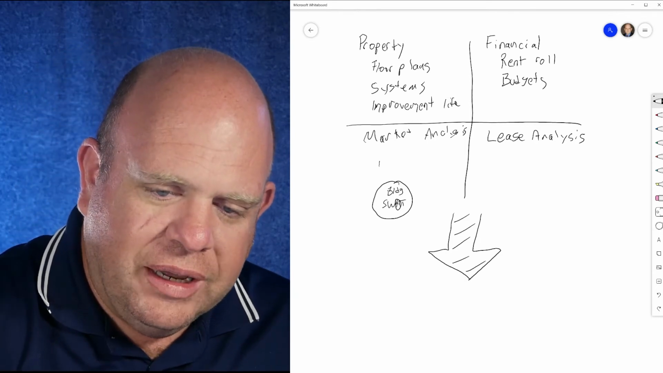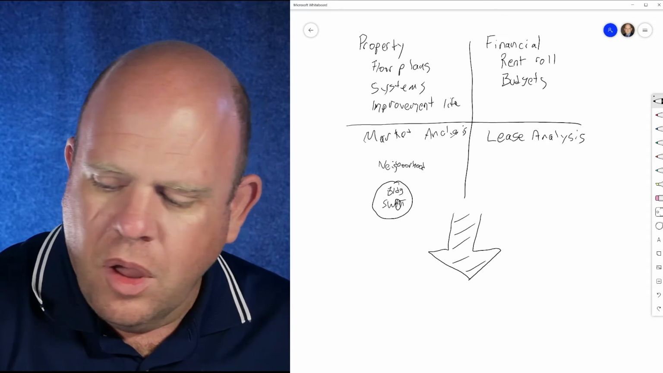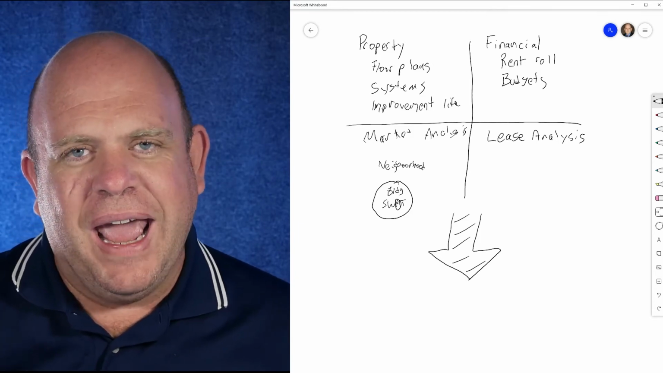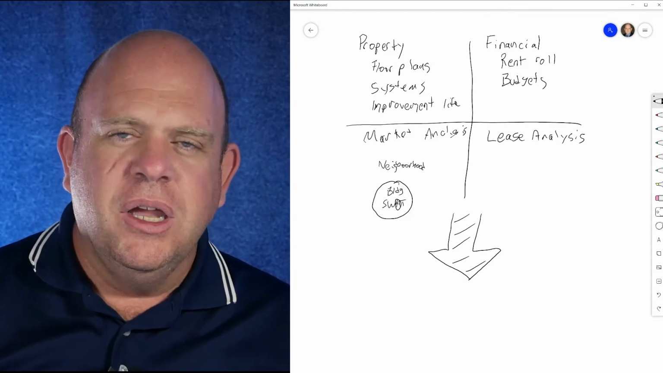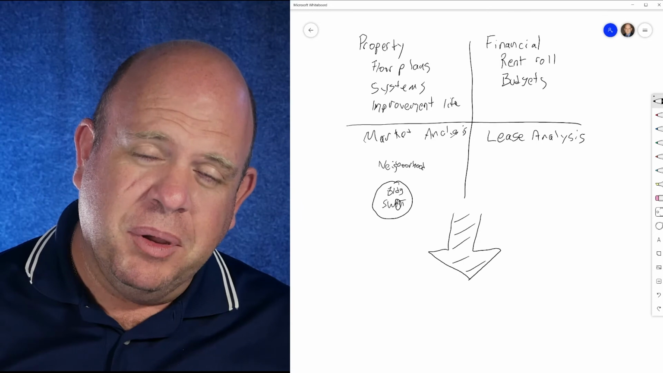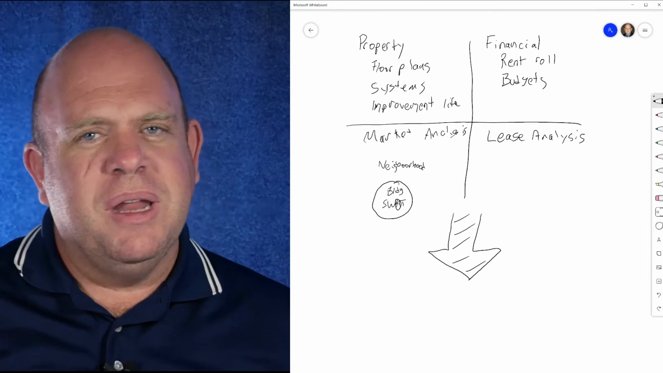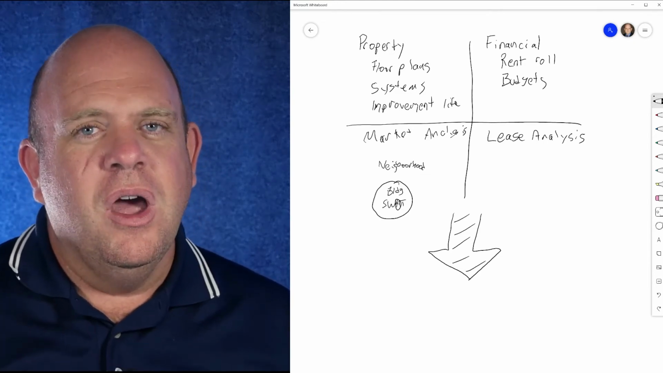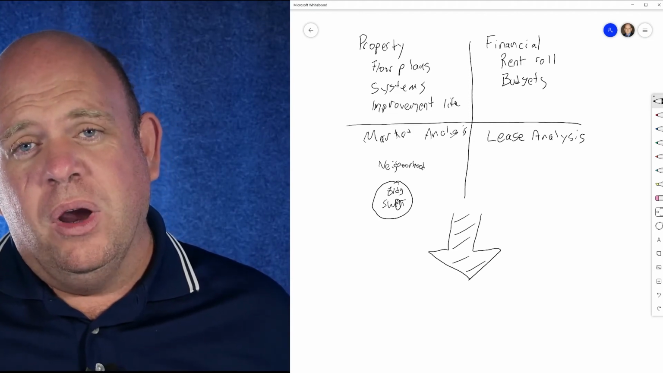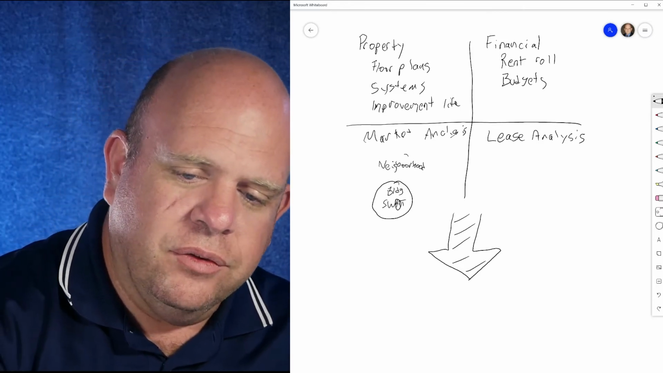Then I need to understand the neighborhood. I'm looking for things like where this particular neighborhood is in the market life cycle. Is it really booming right now? Is there gentrification happening? Or is it slipping back and not being as nice as it used to be? What are the long-term demographics of this neighborhood? Are more people trying to come in? Is this a hot neighborhood? Are the income levels nice? Or does it have some issues? I need to understand all of those things.